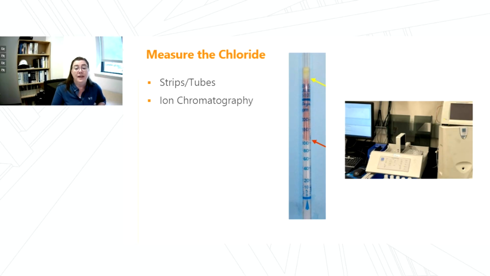Ion chromatography can be very accurate, and it's often used with water samples because there's very little sample prep involved, or you can use it after you've extracted your water-soluble chloride. The method that is most generally used, and that we use here in our laboratory, is called potentiometric titration.